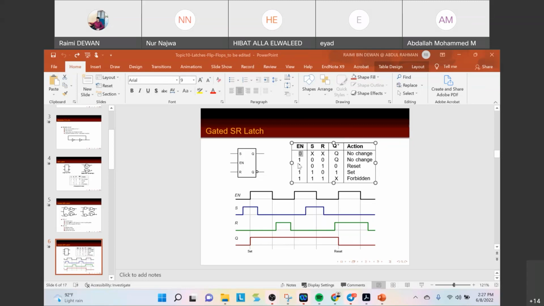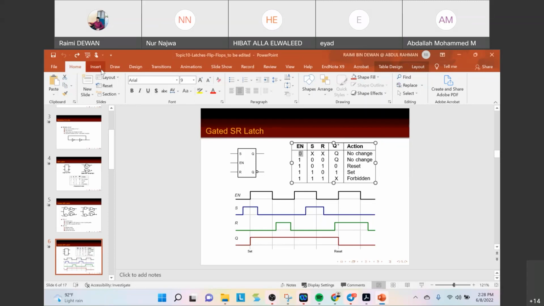Sorry, disturbance just now. So 0 0 means no change, and then 0 1 is simply reset, meaning you reset your Q plus to 0. Of course, this one is Q bar. There is something wrong here, this is Q bar.